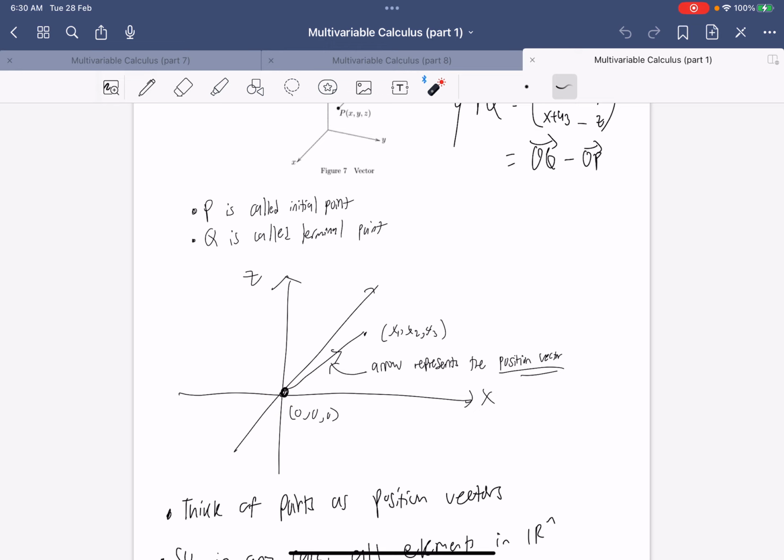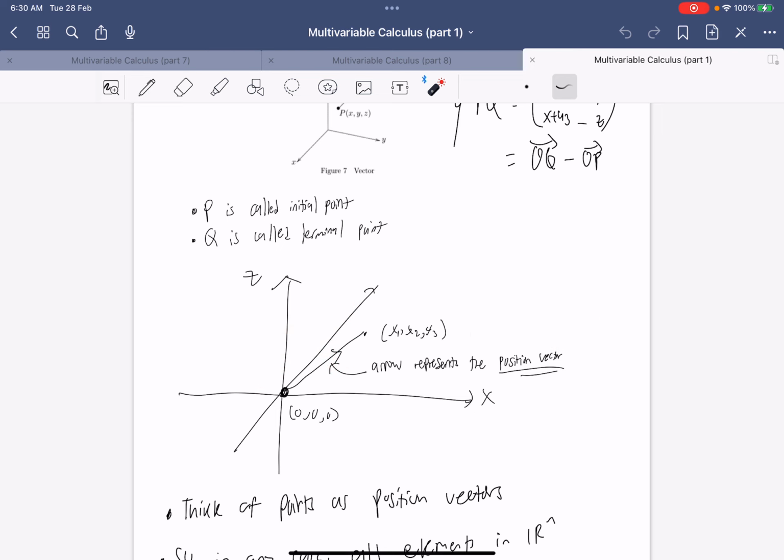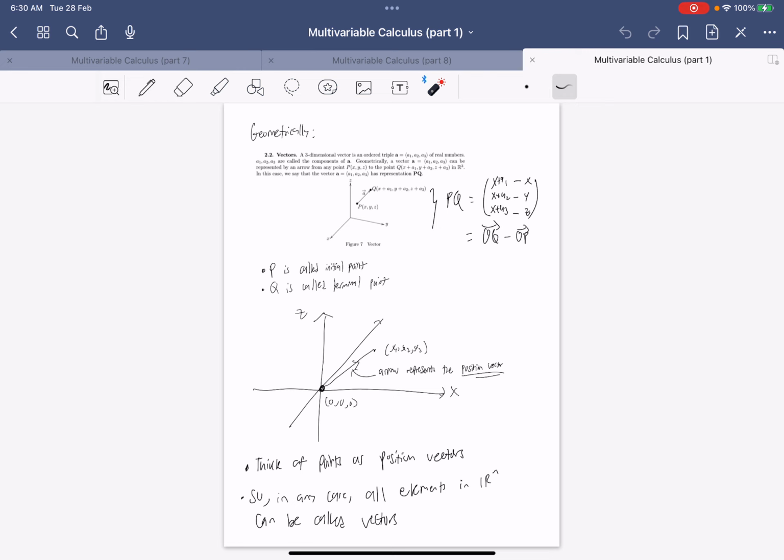But if we have a similar vector over here, it could equal this one if and only if the tuples are the same. So (x1, x2, x3) equals (a1, a2, a3) if and only if x1 equals a1, x2 equals a2, and x3 equals a3. In any case, all the elements in R^n can be called vectors. It's good to understand when you want to think of them as points and when you want to think of them as vectors, and doing more questions will help you understand that.